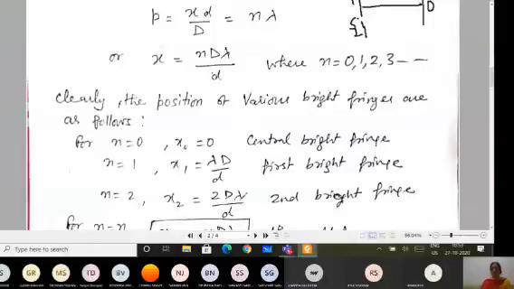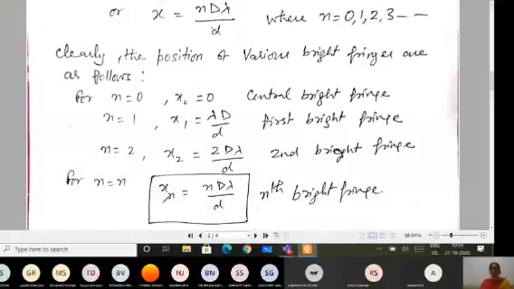So from here, if you want to find beta, beta is the fringe width. It means the distance between two bright fringes. That is coming out to be lambda capital D upon small d. For the nth bright fringe, if I want to write the expression, I will get n D lambda upon small d. So this is the expression for the nth bright fringe.